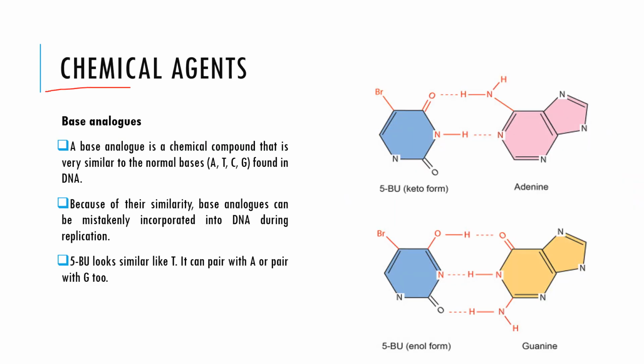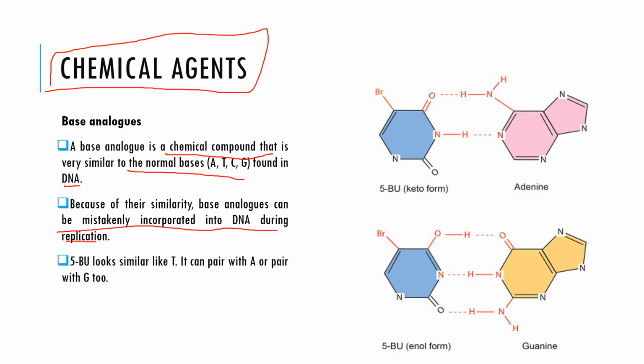Next is the chemical agents. In the physical agents we discussed ionizing radiations and non-ionizing radiations. Ionizing radiations are basically due to alpha, beta, gamma and X-rays, and non-ionizing radiations are due to UV light, microwaves and radio waves, and basically it is due to UV. Next is base analog. What is a base analog? A base analog is a chemical compound that is very similar to the normal bases found in DNA. Because of their similarity, base analogs can be mistakenly incorporated into DNA during replication, because they look like normal DNA bases.